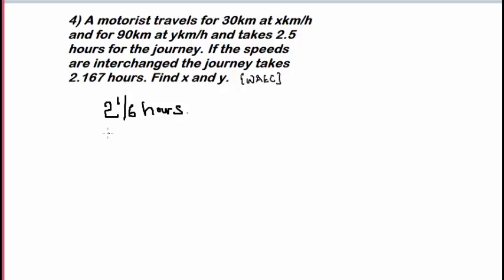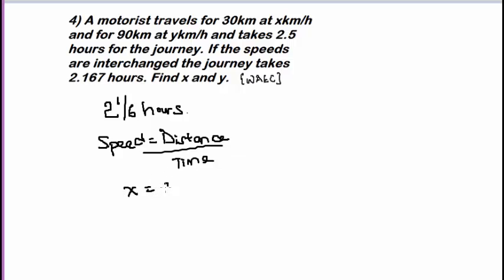Now for 30 kilometers, it travels at x kilometers per hour. That's speed, and speed is expressed in kilometers per hour. Don't forget, speed is equal to distance over time. Okay? Your speed was already given to be x. So I have x equals 30 over time, which means the time it took the man to travel was 30 over x.